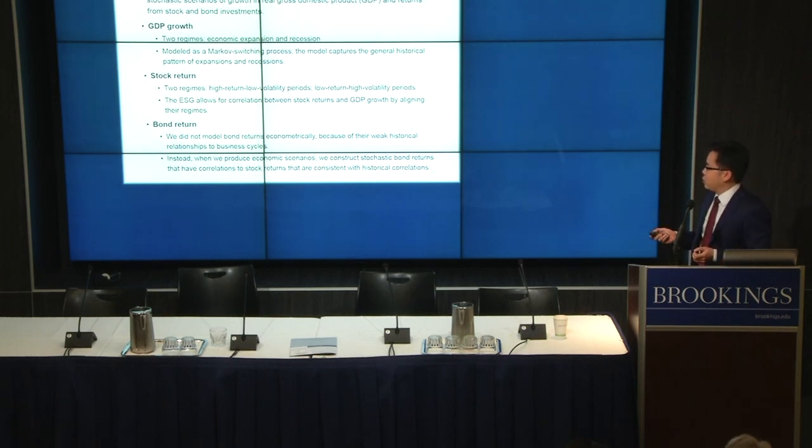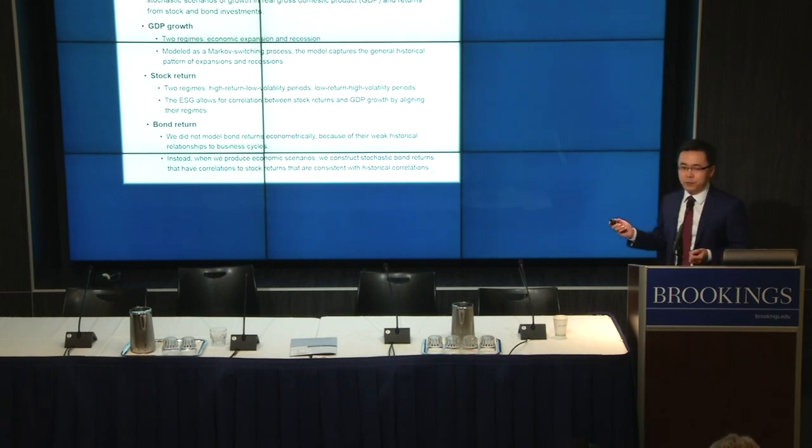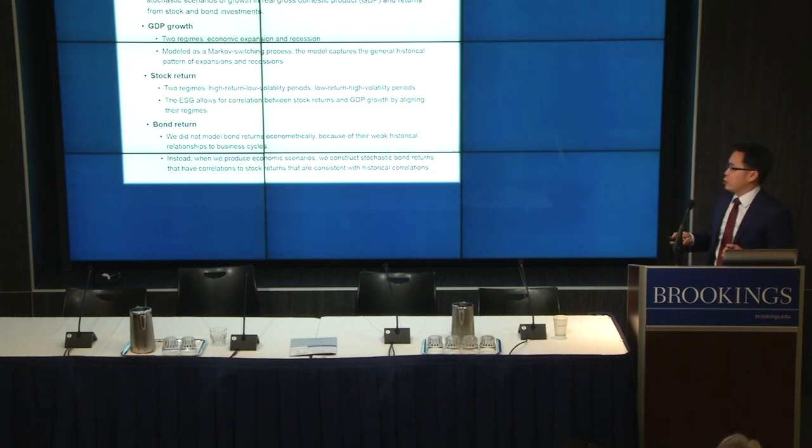And for the stock return model, we want to incorporate the observation that severe economic downturns usually come with severe market downturns. So we've also modeled stock returns using a two-regime process. So it has a high return, low volatility regime, which is aligned with the economic expansion regime for the GDP growth. And there is a low return, high volatility regime, which is aligned with the recession periods for the GDP growth. And this two-regime model structure also allows us to generate stock returns that have fat tail characteristics that cannot be captured by the simple normal distribution.